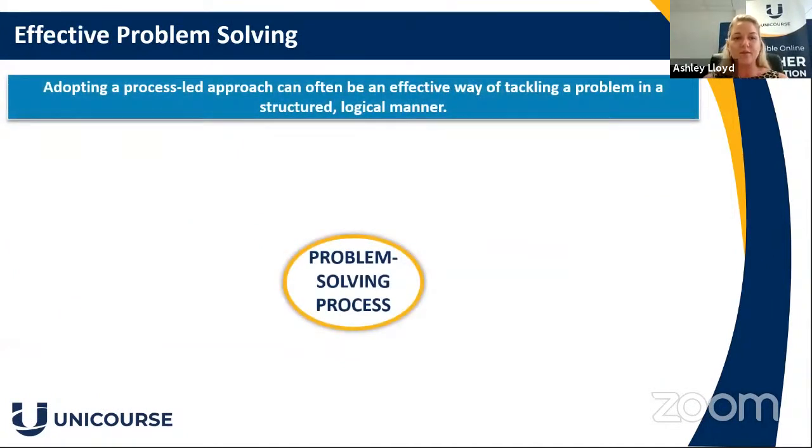Now, effective problem solving has a process, and as we say, if you can follow a process and work your way through that process, it makes it a lot easier, and it's a better way of tackling a problem because it's structured. People can follow that process, and if they're always following the same process in the workplace, then they are looking to review the problem the same way. It will become easy and it will become more transparent.